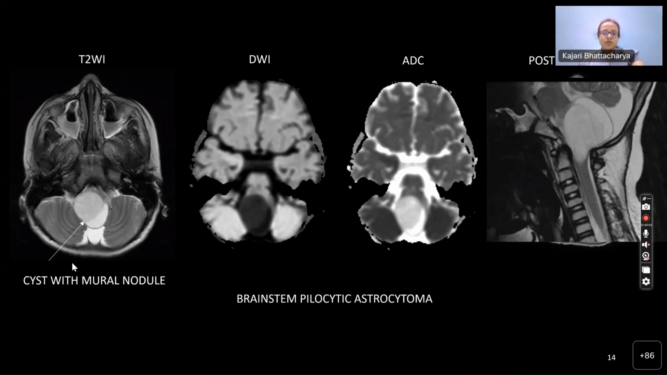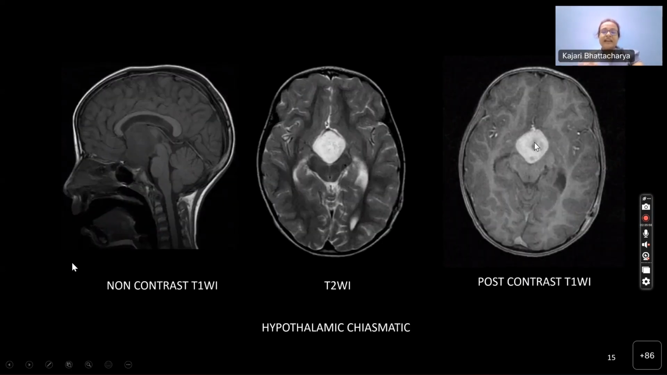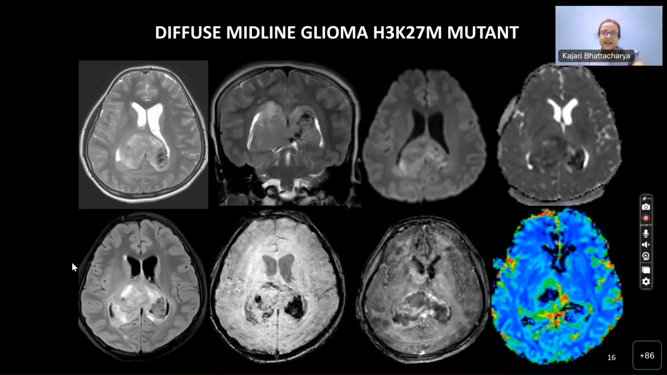So apart from this cyst with mural nodule morphology, we have this solid enhancing morphology, which Ma'am also showed in the first case. So this is a suprasellar or an opticochiasmatic pilocytic astrocytoma, which has this typical T2 hyperintense signal, and it will not be restricting in diffusion weighted imaging, and it shows intense homogeneous post-contrast enhancement. And lastly, finally showing you the more malignant one, that is the diffuse midline glioma H3K27 mutant, or as Ma'am told, altered. So if we look back at the pilocytic astrocytoma, we can see how heterogeneous and how dark this tumor is on T2 weighted imaging.